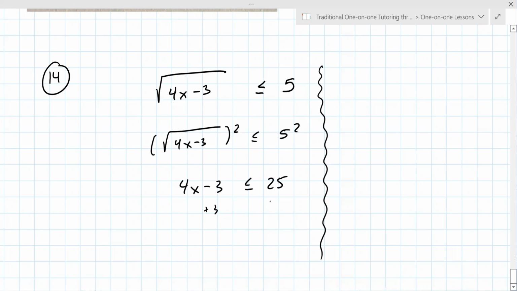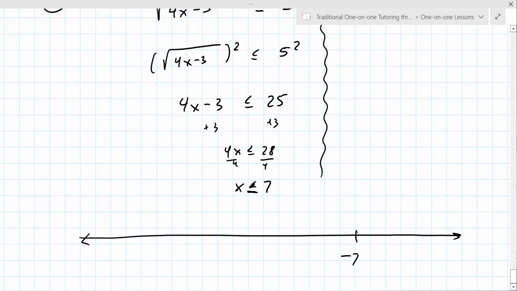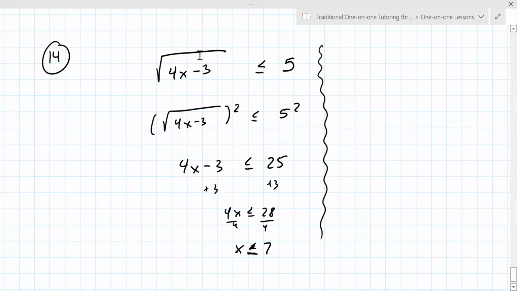Add 3 to both sides: 4x is less than or equal to 28. Divide by 4, so x is less than or equal to 7. But if you look on a number line, here's 7. There's a lot of numbers less than 7 that can make the root negative. And so that's where you also have to say that 4x minus 3, the part inside, has to be greater than or equal to 0.